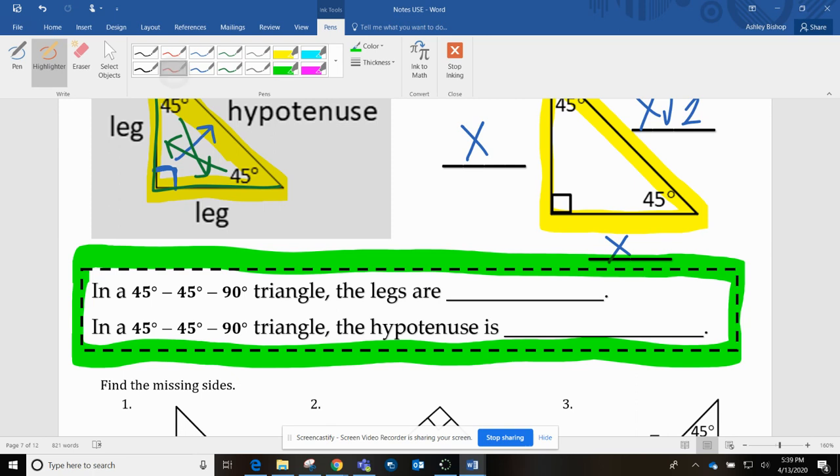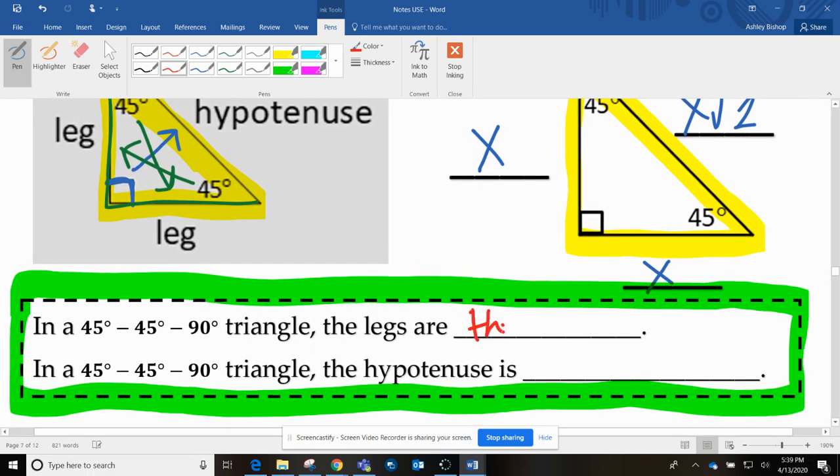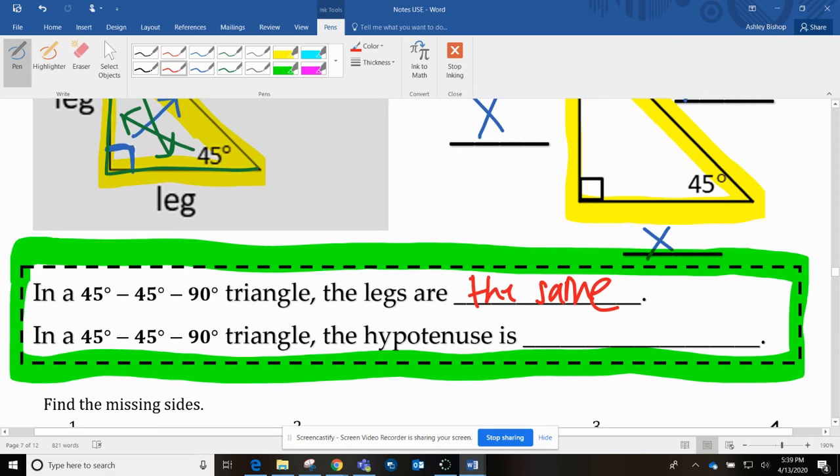So in a 45, 45, 90-degree triangle, the legs are the same. So I'm going to zoom in. And I apologize for my handwriting. I'm just writing right on my screen with my fingers. So in a 45, 45, 90-degree triangle, the hypotenuse is going to be whatever X is times the square root of 2. So I'm just summarizing what's up here. The legs are the same, and we're going to call those X, and then the hypotenuse is whatever X is times the square root of 2.